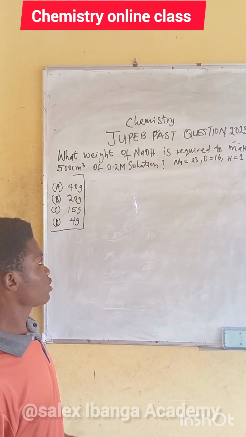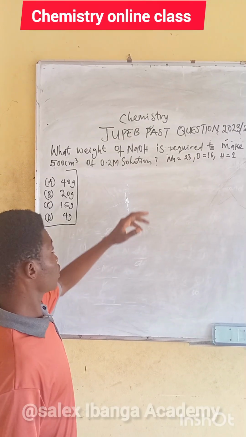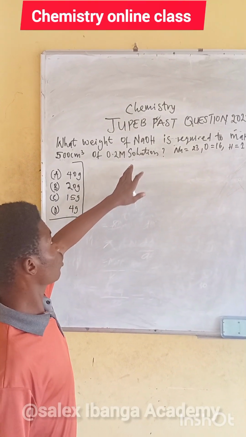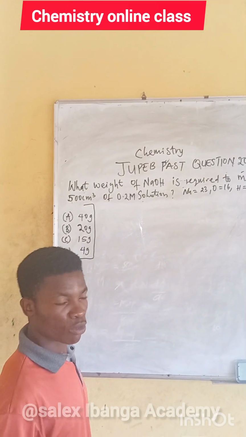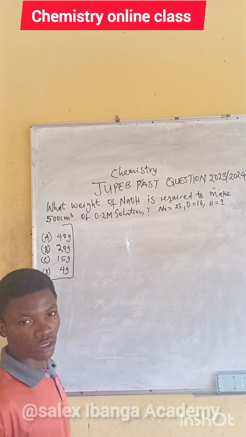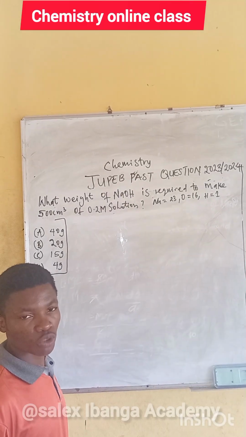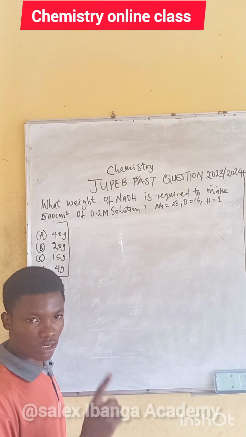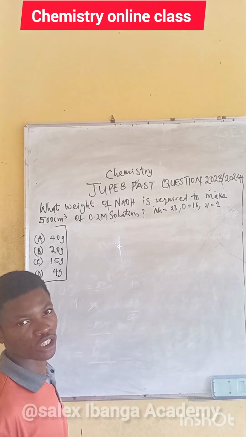So my people, let's see how we can solve this. This question is actually gotten from a topic called molarity. Yes, molarity. You know, molarity is a solution that contains 1 mole of solute per unit dm³ of solution. That is, both solute and solvent make up 1 dm³.